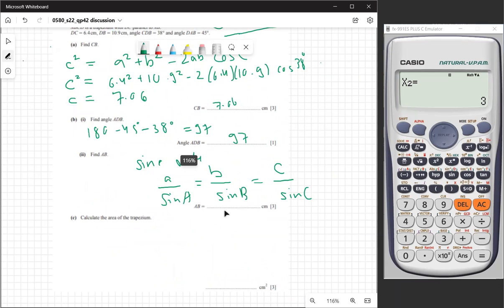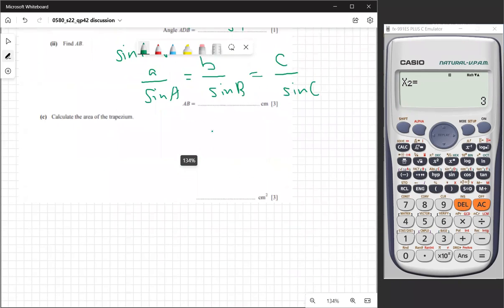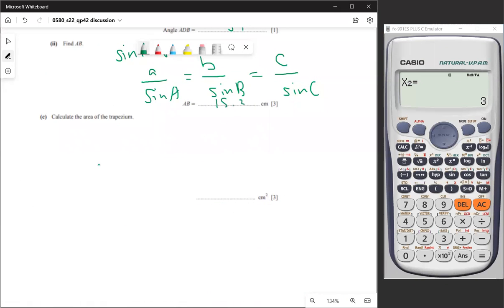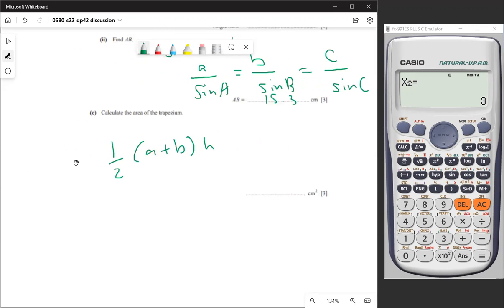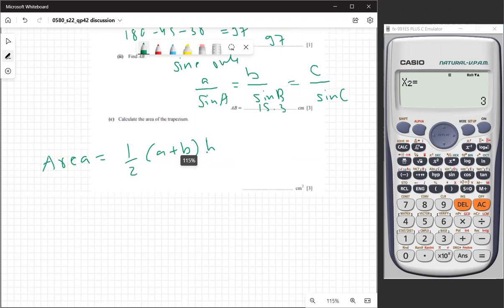How do I find the area of the trapezium? What is the formula for it? Half a plus b into h. That's the formula. Since I've been saying this for so long, saying it in a different way just messes everything up. Area, same formula: half a plus b times h. Now, our job is to find a, b and h.